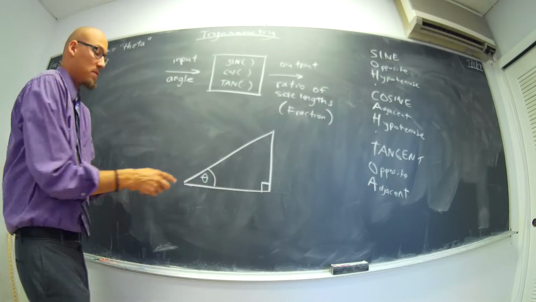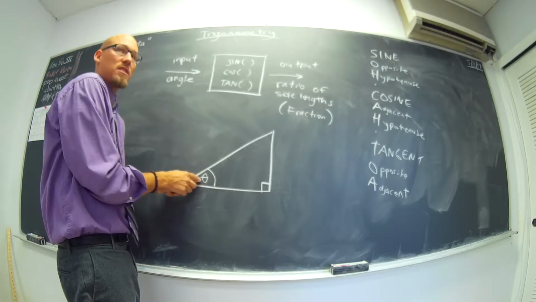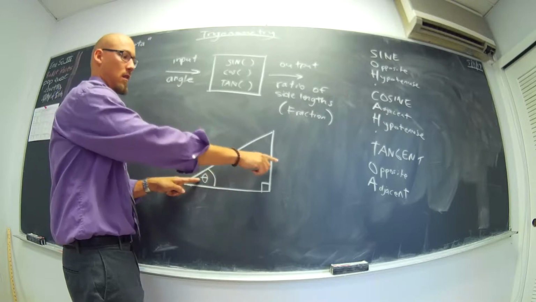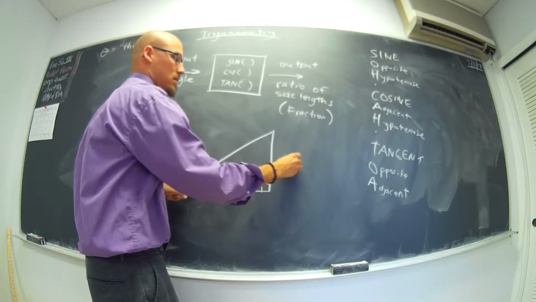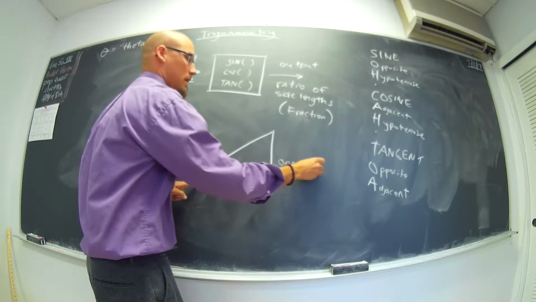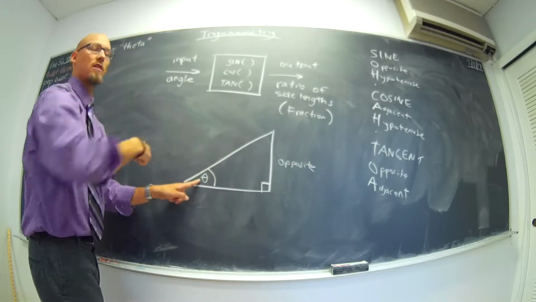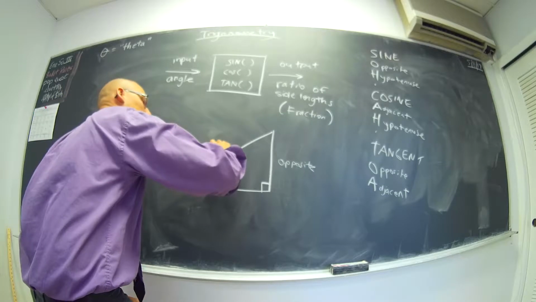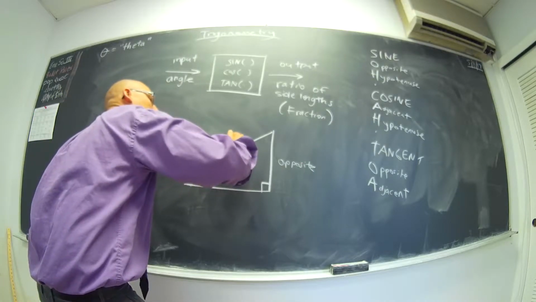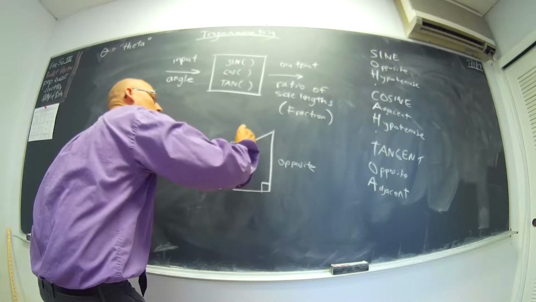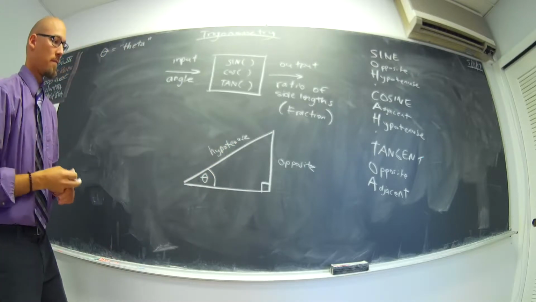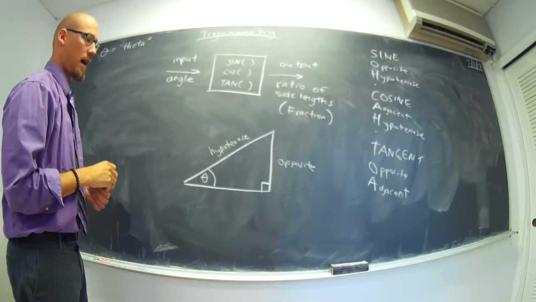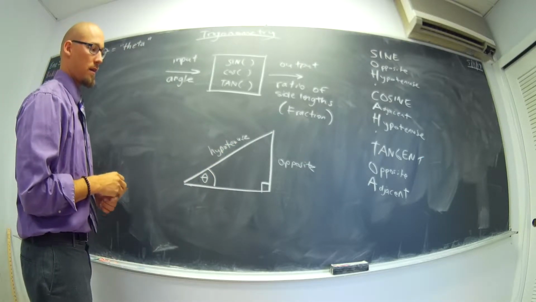Anyway, if I'm standing here in this corner, which side is opposite? Over here. Yeah. The one that's not the hypotenuse and it doesn't touch an angle. So this is the opposite side. The hypotenuse is always the longest one, right? And it's generally the diagonal.